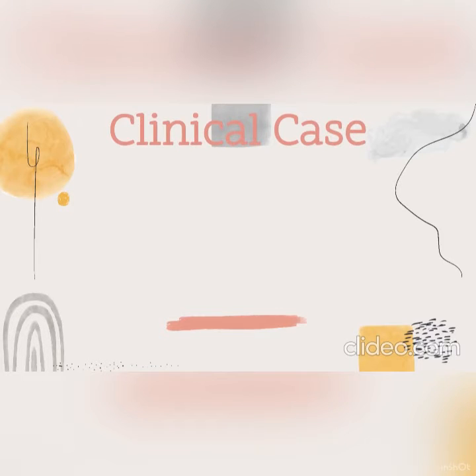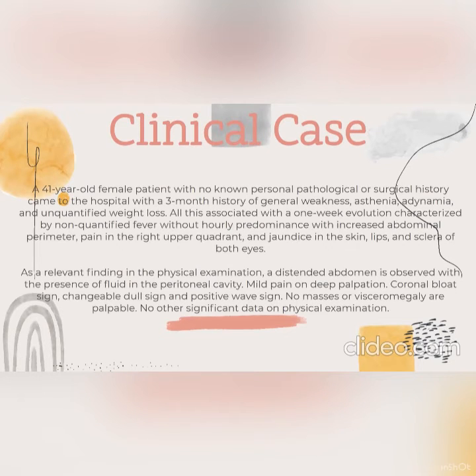Clinical case of a 41-year-old female patient with no known personal pathological or surgical history who came to the hospital with a 3-month history of general weakness, asthenia, adynamia, and unquantified weight loss. All this associated with a 1-week course characterized by unquantified fever without predominance, with increased abdominal perimeter, pain in the right hypochondrium, and jaundice in the skin, lips, and sclera of the eyes.